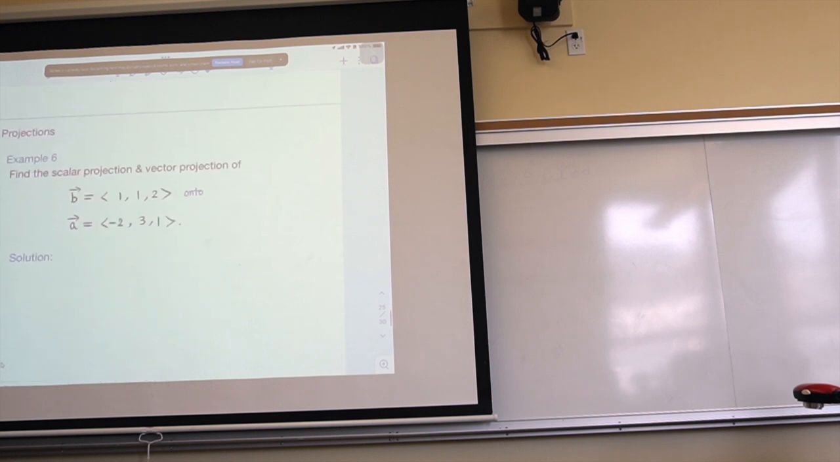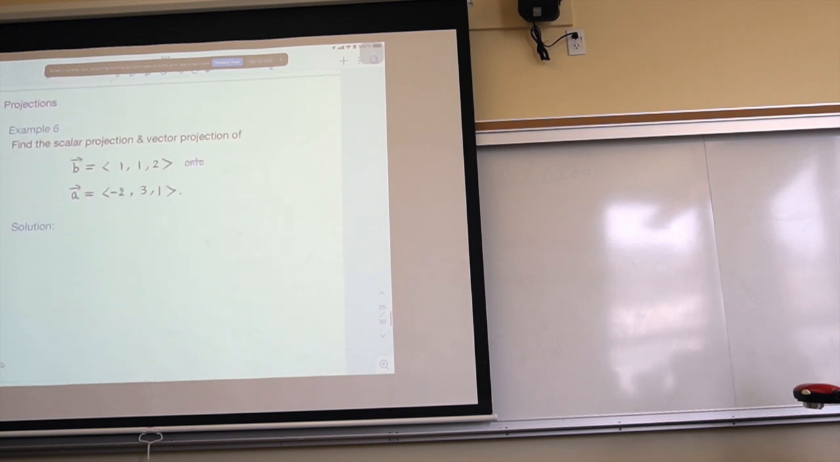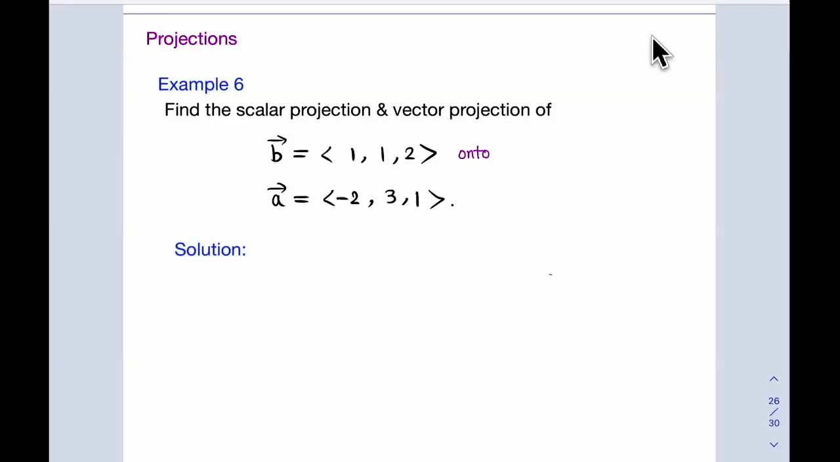Right. Now let's look at one example. Find the scalar projection and vector projection of this onto this vector. Any ideas? Let's do the scalar projection. How do you do that? What do I need first? What's the formula for scalar projection? Scalar projection is the length of the shadow, right? So you take this B, the length of B, and then times what? Cosine theta, right?